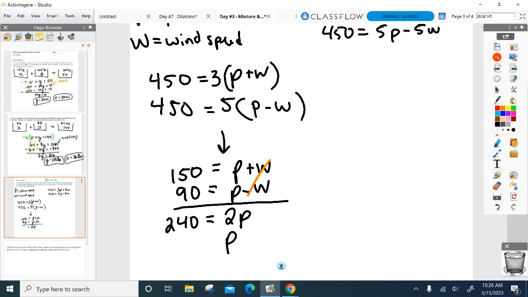So the plane's going 120 miles an hour. So there's the plane speed. And then find the wind speed now. Before you go, you can plug it into this one, either any of those you can plug it into. You can plug 120 in for P. Probably you want to go with the one we just created there, right?